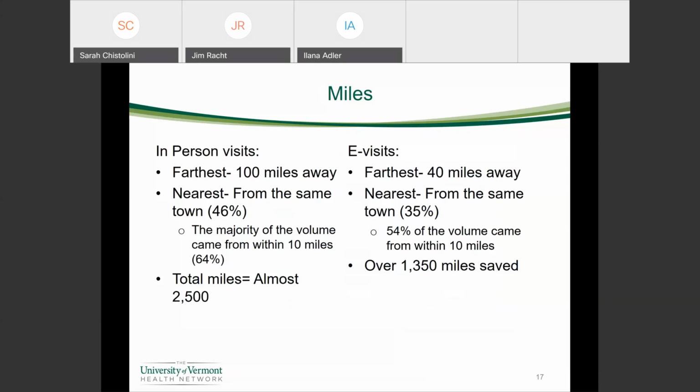54% came from within 10 miles of the clinic. The farthest was about 40 miles away. We saved over 1,300 miles, which is pretty substantial. So again, something else that we'll track over time.